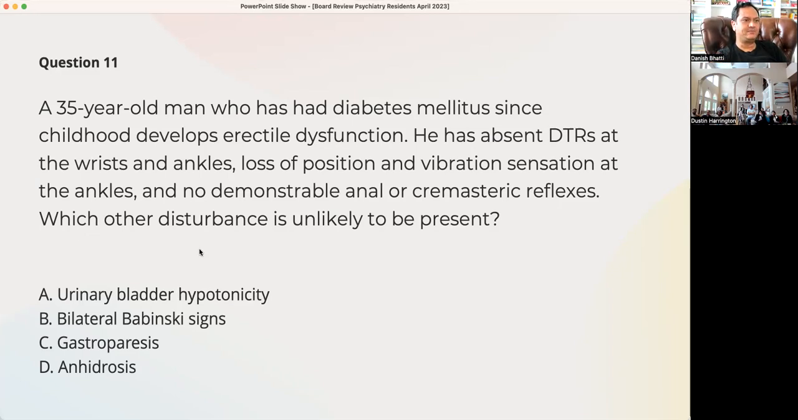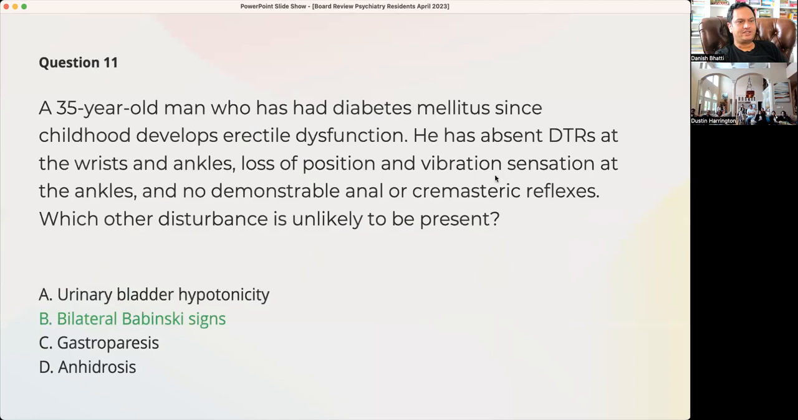What is the most likely disturbance? What other disturbance is unlikely to be present? So he has mostly a sensory presentation. Babinski will be a more motor phenomenon. Gastroparesis is again autonomic dysfunction. Bladder hypertonicity is an autonomic dysfunction, and anhidrosis is an autonomic dysfunction. So if this is an autonomic disease, then it's most likely to have the other three, and less likely to have a Babinski sign, which is more of a motor phenomenon or upper motor neuron dysfunction. And this is more of a neuropathy. Babinski is an upper motor neuron dysfunction, right? A corticospinal tract disease.